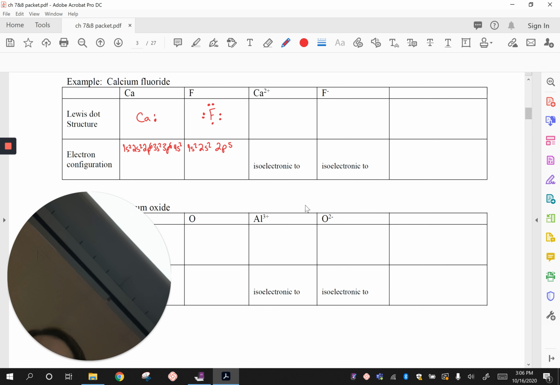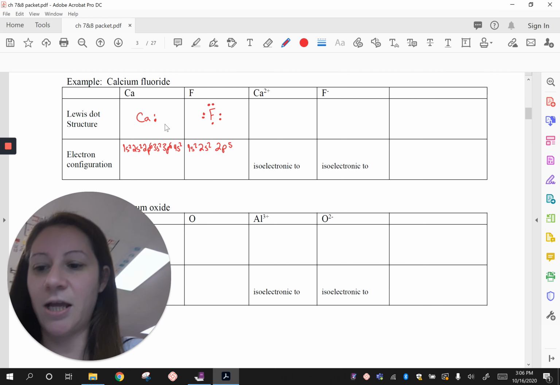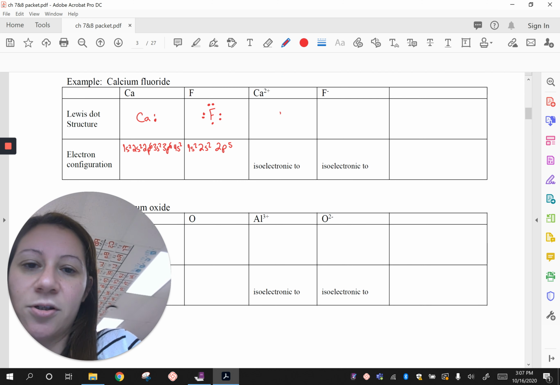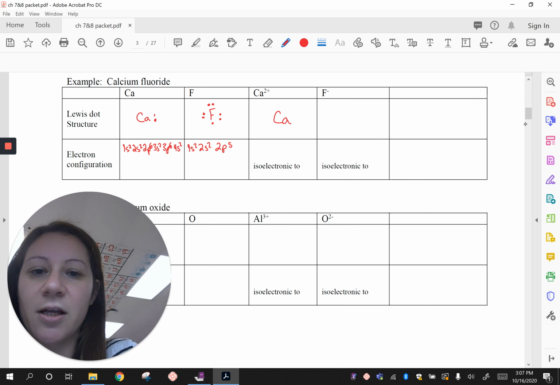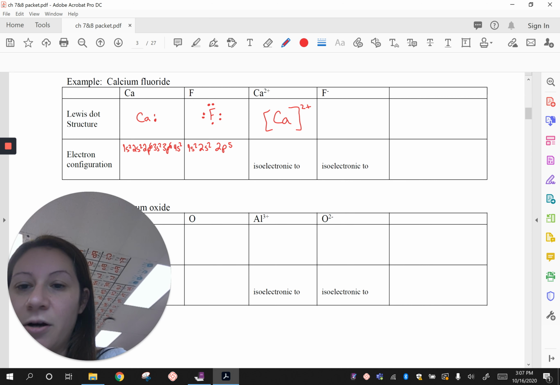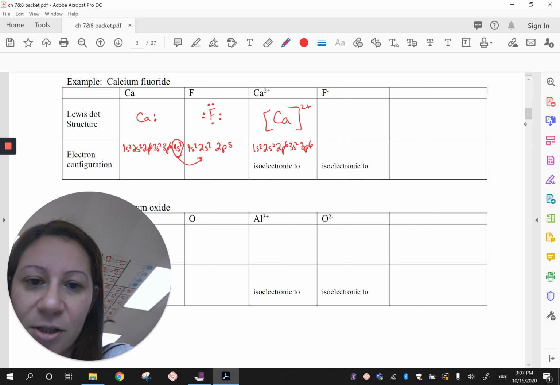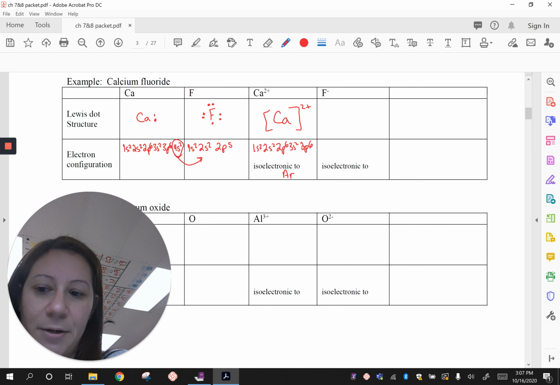Okay. When calcium bonds, it becomes calcium ion, so Ca2+. So it originally had these 2 valence electrons, but then for Ca2+, you lose those 2 valence electrons, so you write it without any extra electrons on it, and you put brackets because it's an ion, and you write the charge. For the electron configuration, it loses these electrons to give to the fluorine. So it becomes 1s2, 2s2, 2p6, 3s2, 3p6, which is isoelectronic to argon.